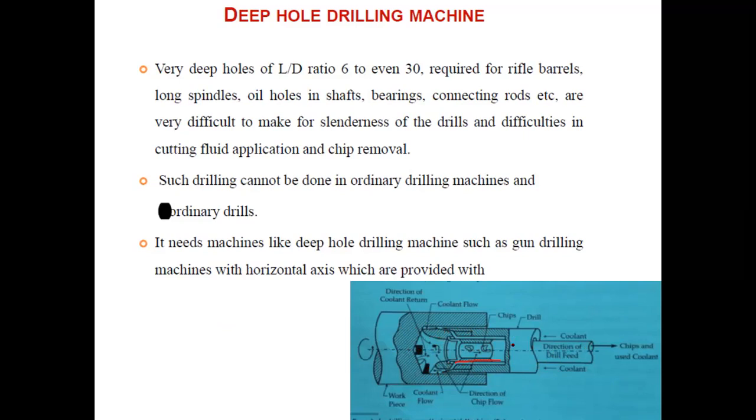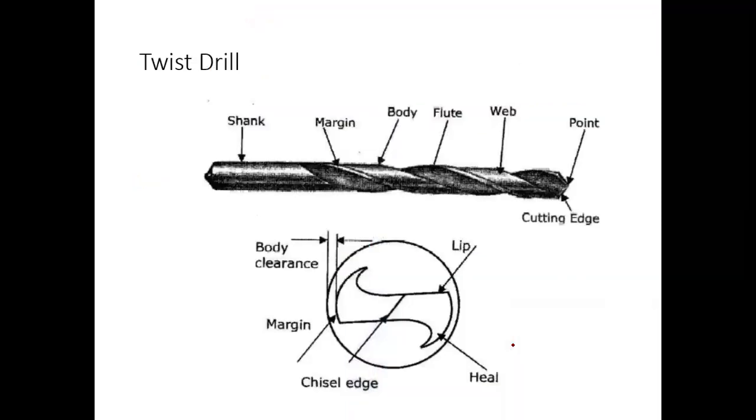In normal conventional drill bits, we have helical grooves, which is why we call it a twist drill. But here, the grooves are normally straight grooves. Then coming to the drill, this is a typical drill. For conventional machines, this is the cutting tool we are using.